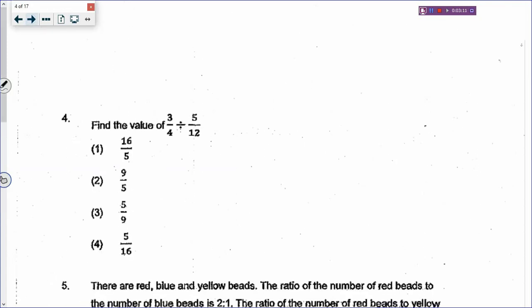Okay, let's go to number 4. Find the value of 3/4 divided by 5/12. You are tested on how to divide fractions, which is actually quite easy. Your school teacher should have told you how to divide. Keep the first number, which is your 3/4. Change the divide to times, and then flip the second number upside down, so you have 12/5. So you keep, change and flip.